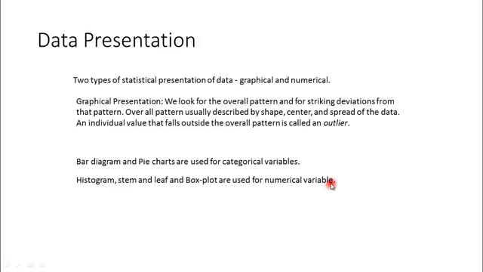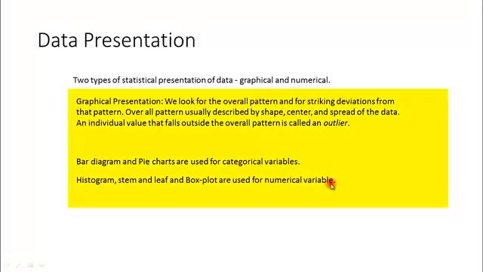Data presentation. There are two types of statistical presentation of the data, either graphical or numerical. In graphical presentation, we look for the overall pattern and for striking deviations from that pattern. The overall pattern is usually described by the shape, center and spread of the data graphically, and an individual value that falls outside the overall pattern is called an outlier. So bar diagrams and pie charts are used for categorical variables, while histogram, stem and leaf and box plot are more used for the numeric type of data.